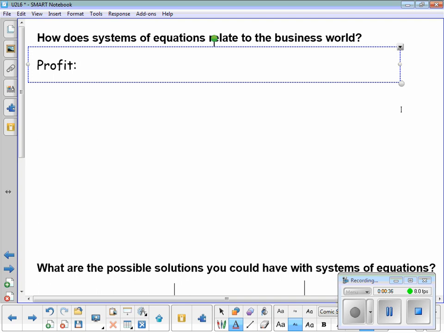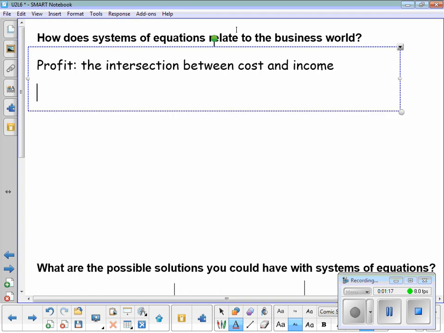If I was looking at systems of equations for profit, I'm looking at the intersection between the cost of creating something and the income that it brings in. The point of intersection in something like this would be, it costs me $20 to make this, and if I'm making a profit of $0, I would have to bring in $20 as well. So that's one place in the business world where it would be interesting to know. Another place where it comes in is best deal.